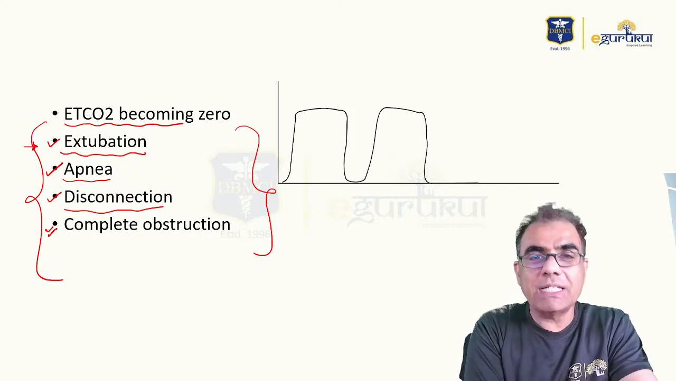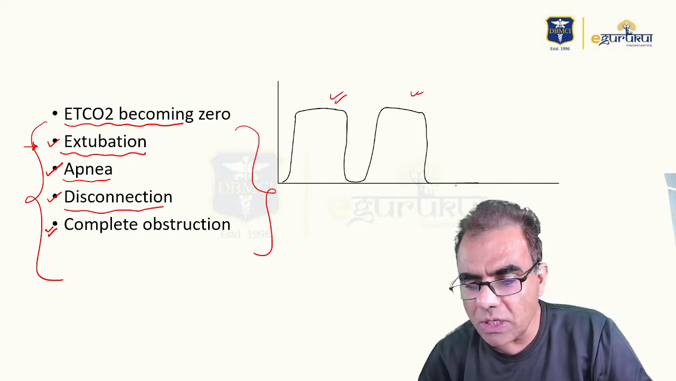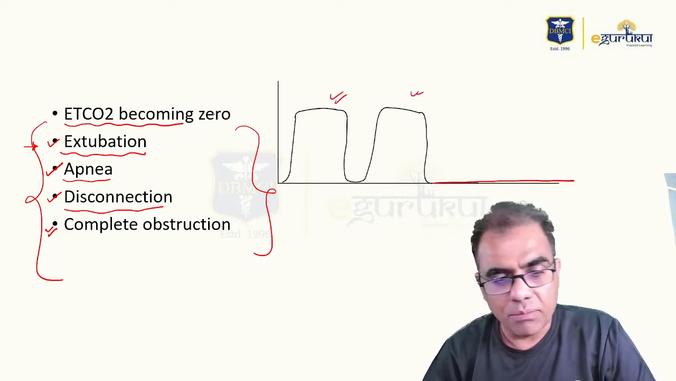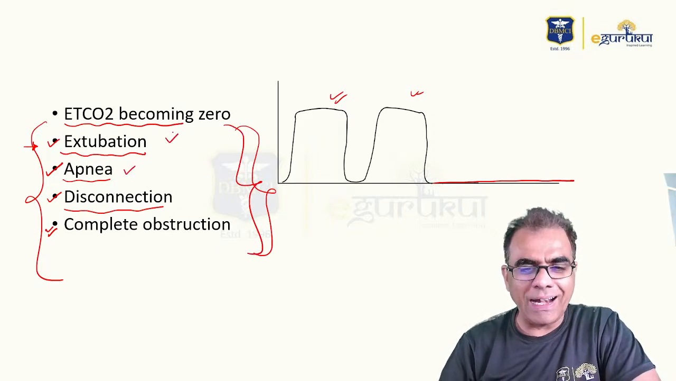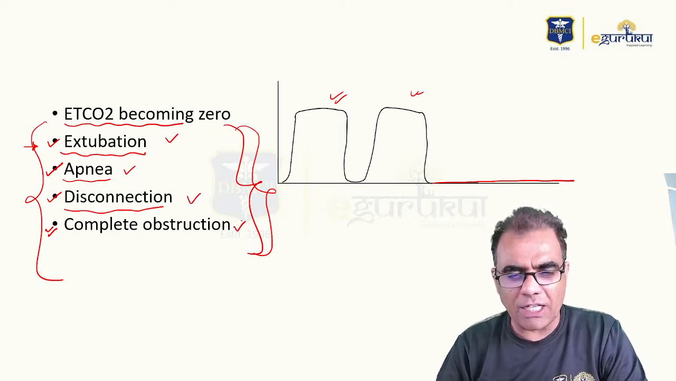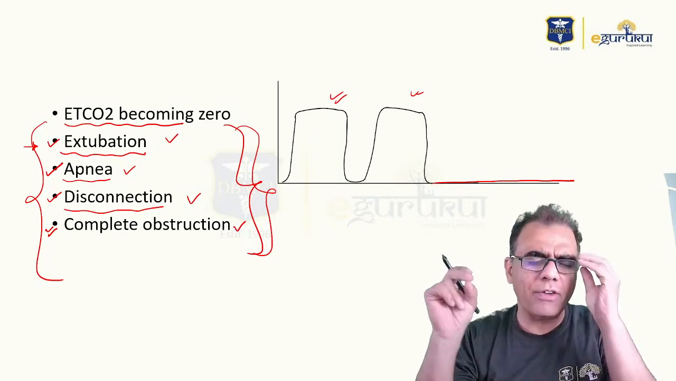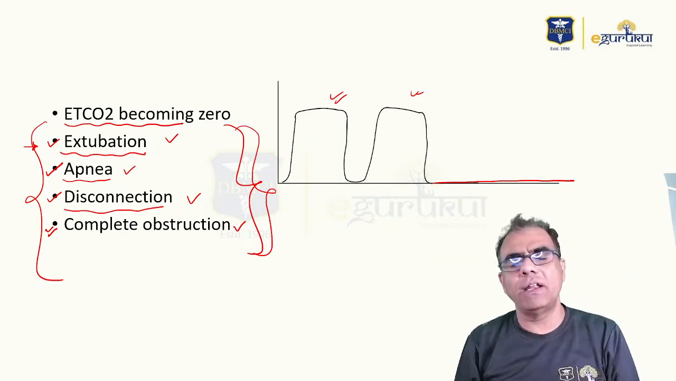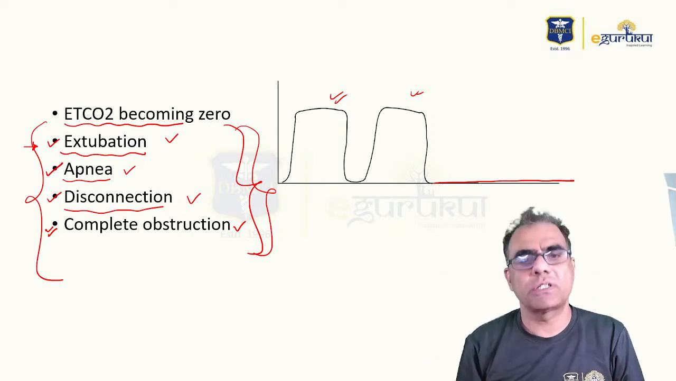So these conditions are detected within seconds. You can see the graph was coming and suddenly you see the graph become a flat line. Means either the tube has been extubated, or the ventilator is not working, the patient has gone into apnea, or the tube has been disconnected or completely obstructed. So you have to immediately intervene. Capnography is very sensitive, and in fact it has saved the lives of hundreds and thousands of patients.